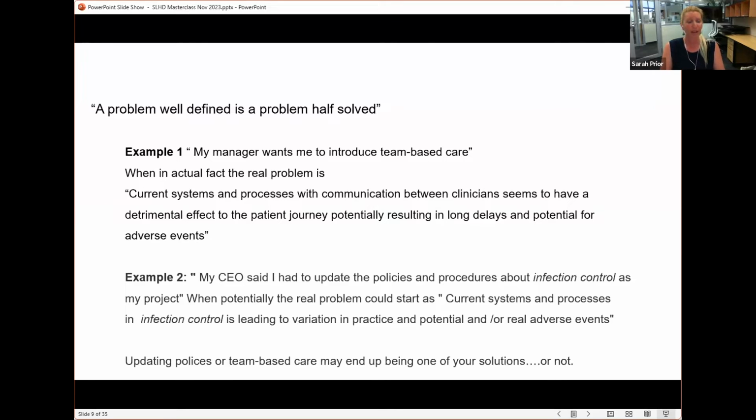solution. And the second example, my CEO said I had to update the policies and procedures about infection control as my project, when potentially the actual problem could be the current systems and processes in infection control in practice and potential for real or adverse events. So in both of those scenarios, updating the policies or introducing team-based care may end up being one of the solutions based on the information that you collect, but they also might not.